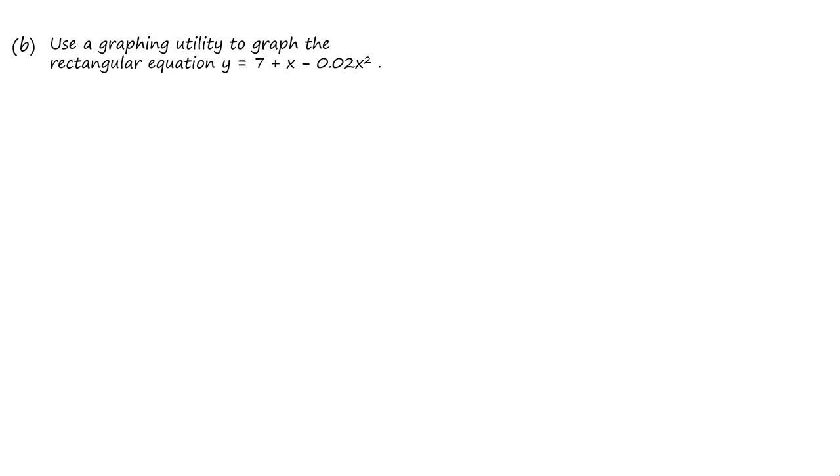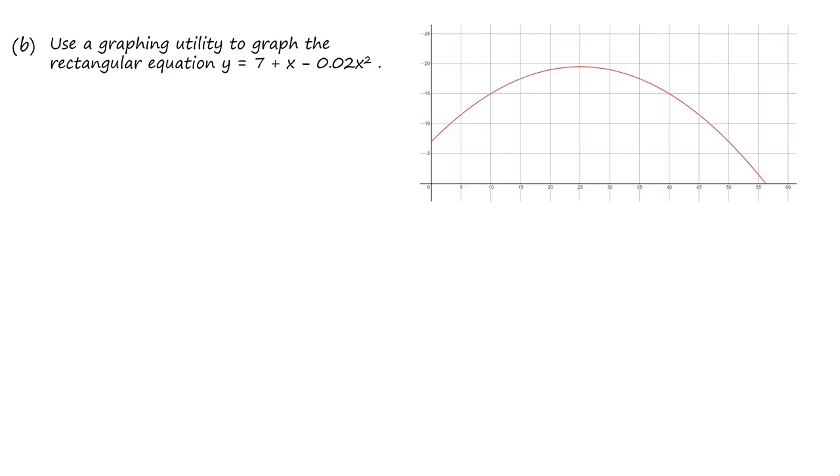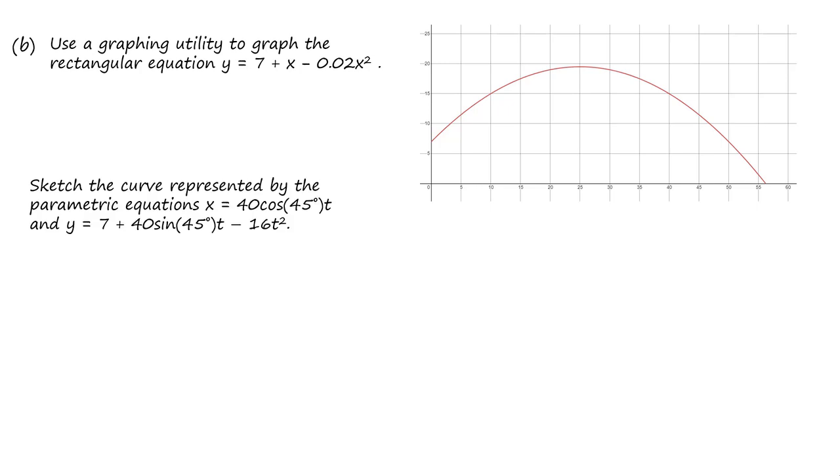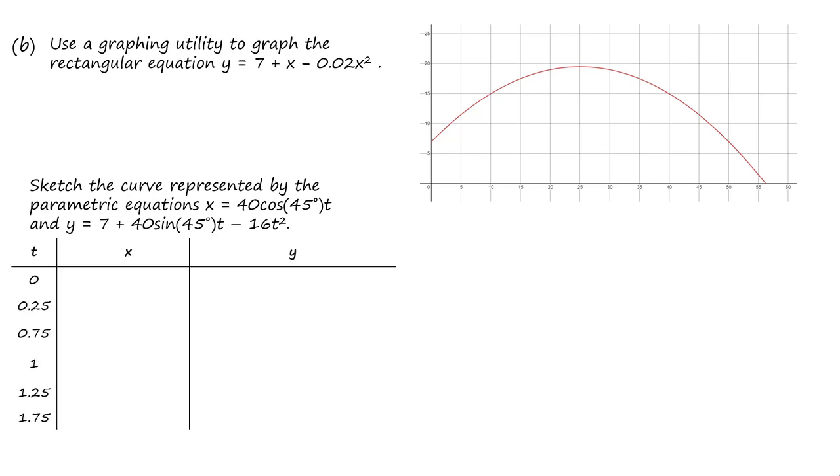Part B. Use a graphing utility to graph the rectangular equation y = 7 + x - 2/100 x². Sketch the curve represented by the parametric equations x = 40 cos(45°)t and y = 7 + 40 sin(45°)t - 16t². Construct a table of values.